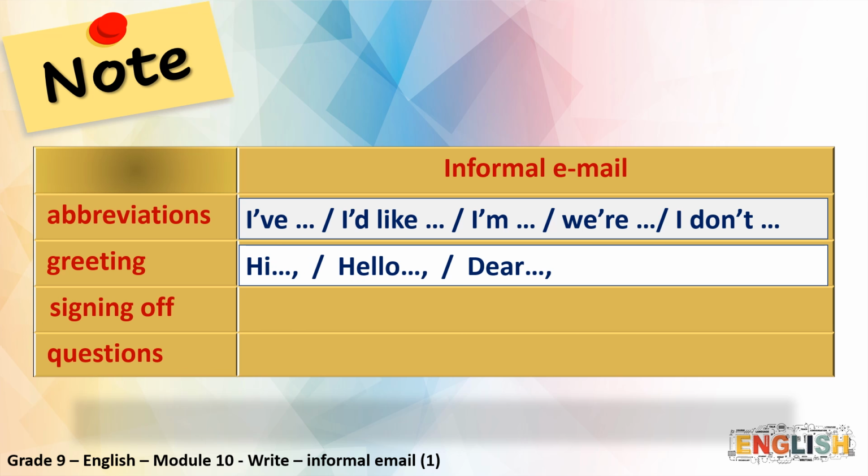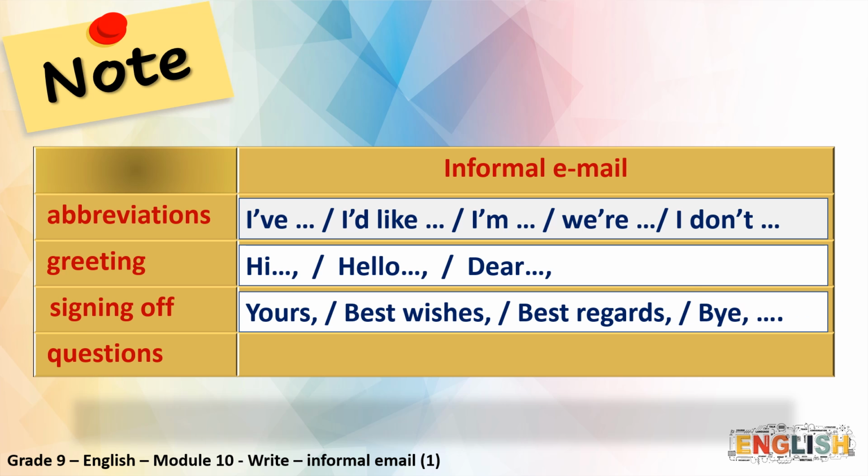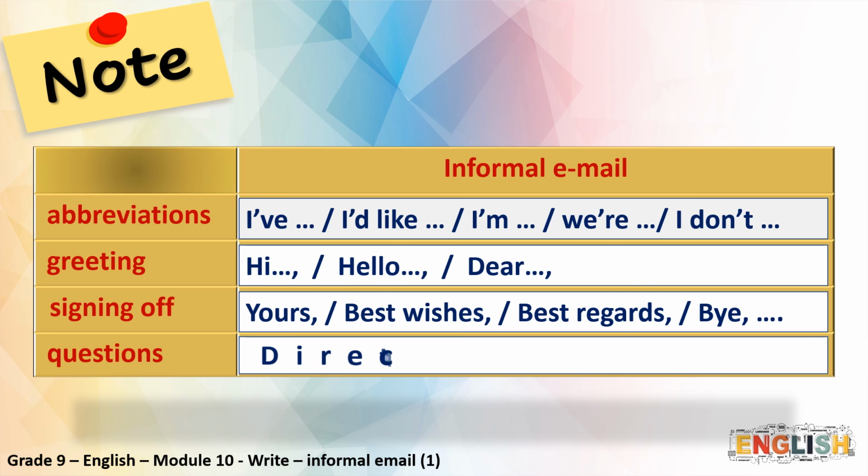In the informal email, we can say hi, hello, or dear. Then we mention the name of the person we are sending the letter to. The third note here is the signing off. And when you sign your email, you can use the following words or expressions: yours, best wishes, best regards, and bye. In the end, when you want to ask a question, you can use direct questions such as the example.